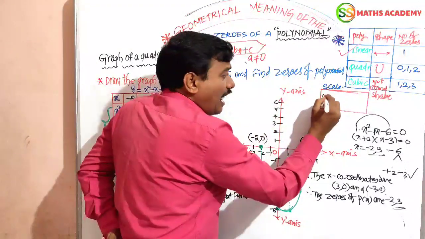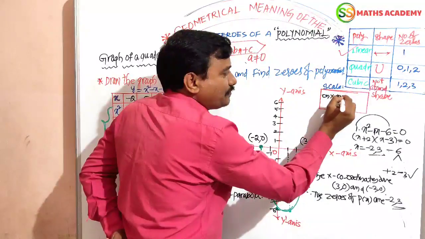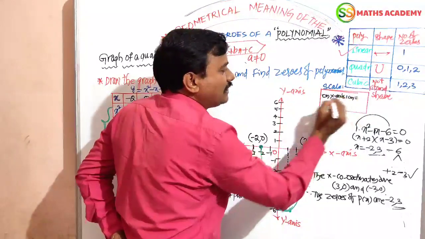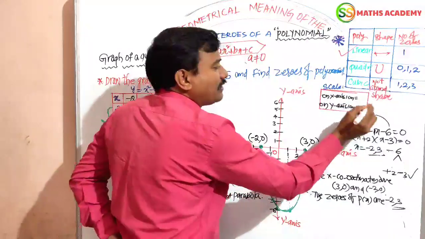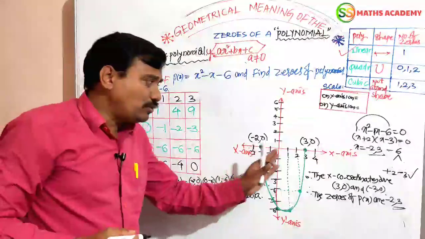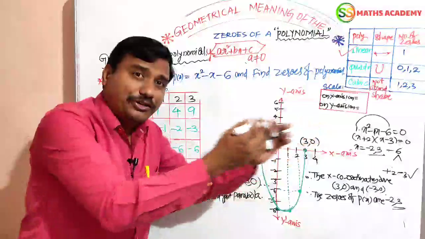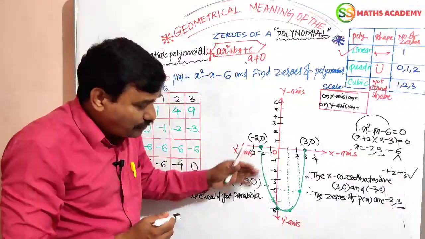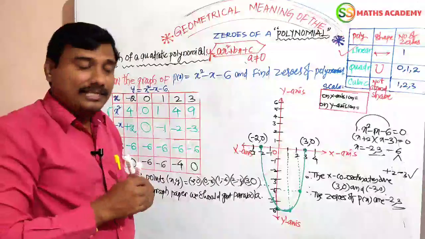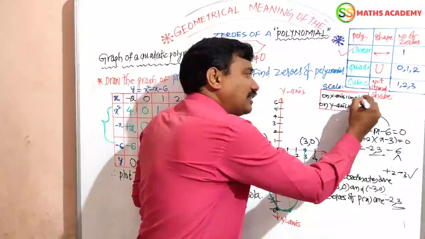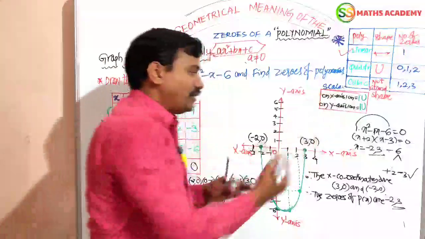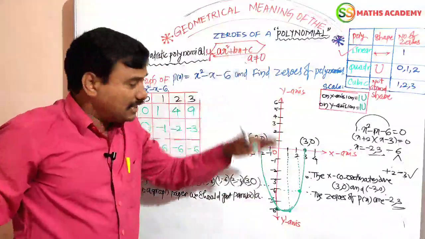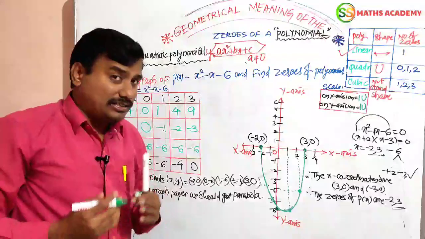Scale is very important. On the x axis 1 centimeter, on the y axis 1 centimeter. On the x axis we have to take the values 1, 2, 3, 1 unit only. On the y axis also we have to take 1 unit only. So on the x axis 1 centimeter equals 1 unit, and on the y axis also 1 unit.